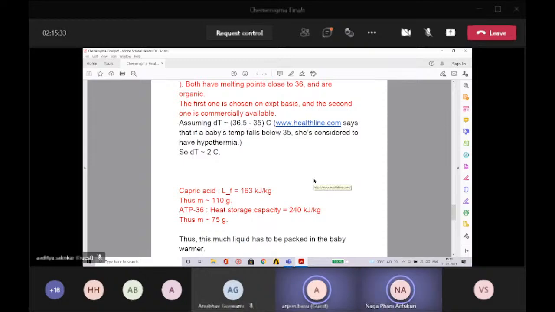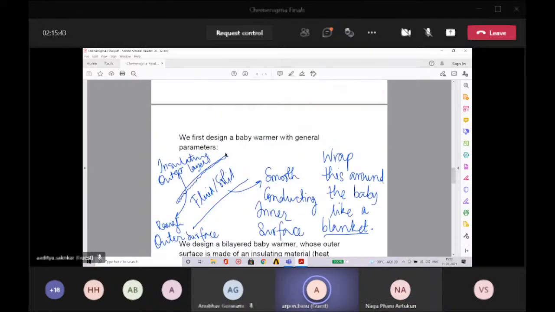My question is, Arpan, sorry, why did you ignore the heat exchange with the surroundings? That was because of my design. Can you go to the previous page, please? You see, we have specifically designed the outer layer of the blanket to be a heat insulator. So we have eliminated that possibility from the design of the baby warmer. Okay, thank you.